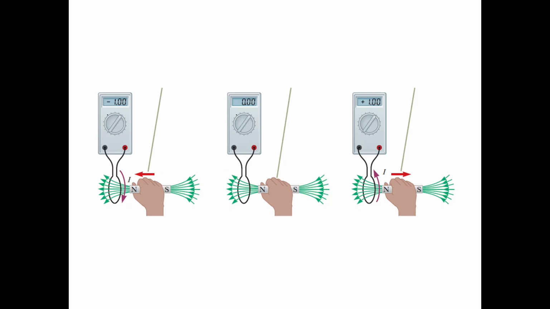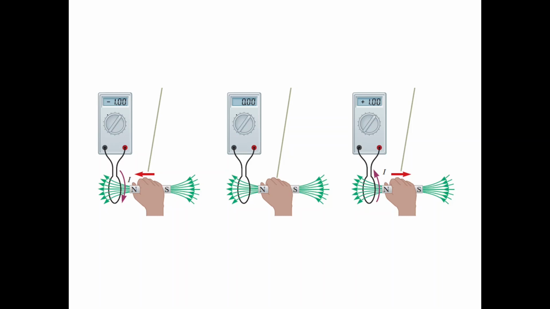Does the area change? No, the area doesn't change, but the magnetic field does. So we place the magnet closer, which means we increase the magnetic field in the vicinity of this loop, and that results in an increase of the magnetic field flux through this loop. That will result in a certain induced electromotive force within this wire, which can be measured with the voltmeter.